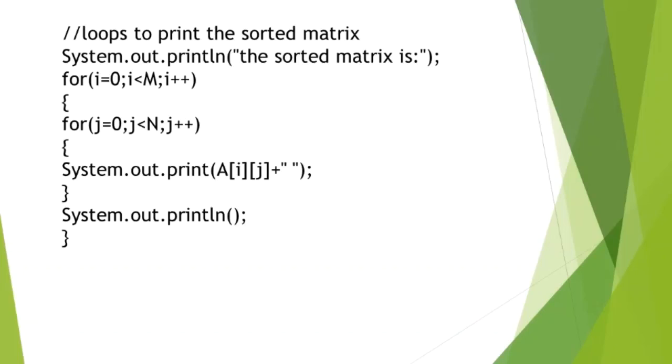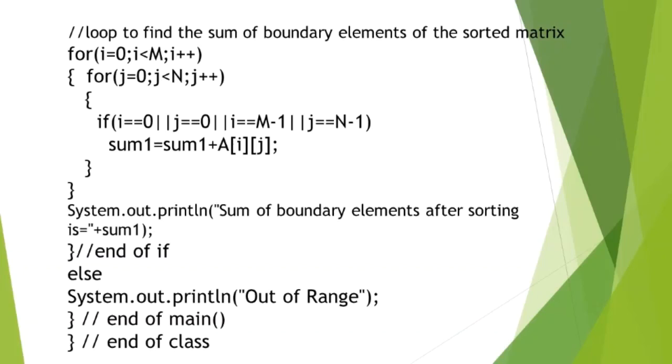After that, there are two loops to print the sorted matrix. For i equals to 0, i is less than m, i plus plus. For j equals to 0, j is less than n, j plus plus. System.out.print a[i][j] plus space. And then System.out.println. After that, we have to find the sum of boundary elements of the sorted matrix. So here we have taken the variable sum1, in which we will be using the same criteria: i equals to 0, j equals to 0, i equals to m minus 1, j equals to n minus 1. If it is present on the boundary, then all these elements will be added to the variable sum1.